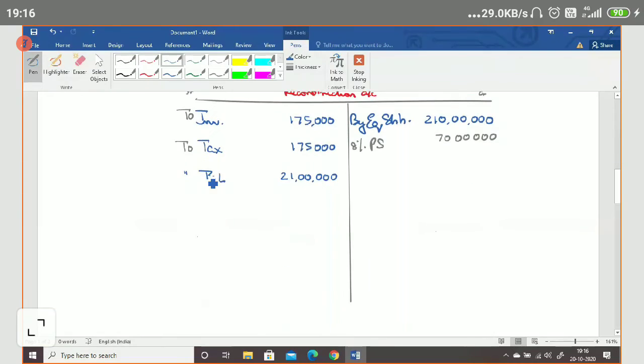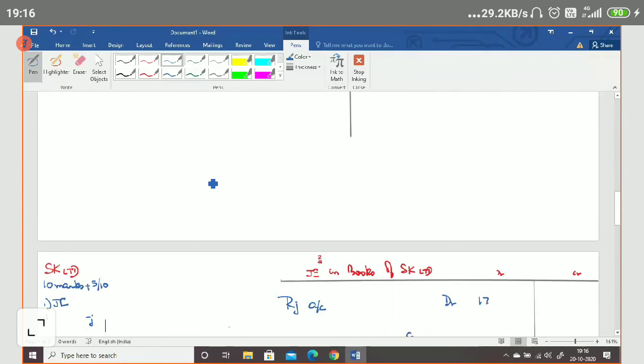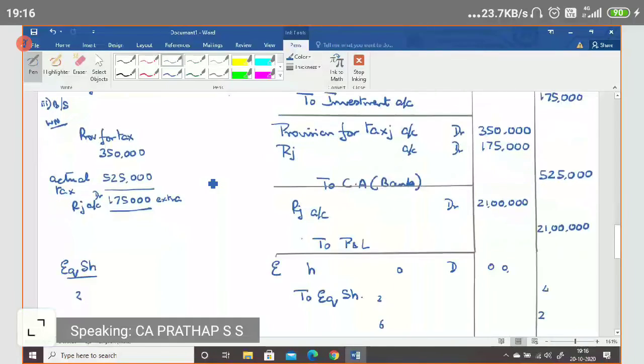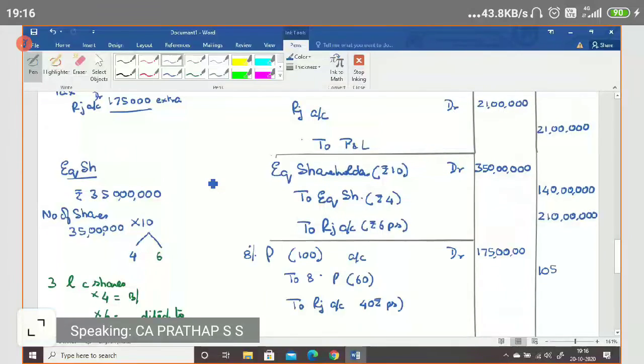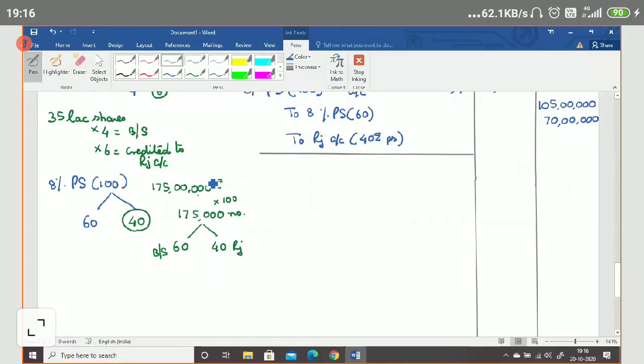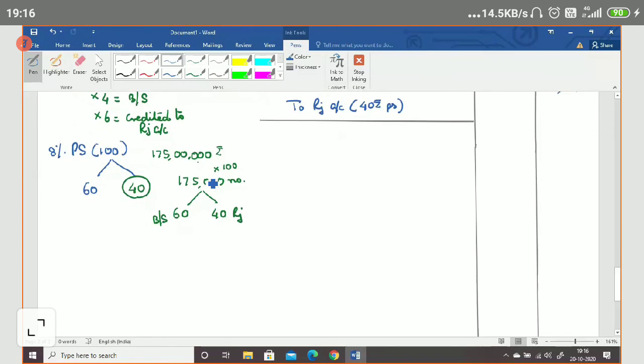Now let us go back. Always go like this: journal entry, reconstruction account, balance sheet. So we have finished the sacrifice of equity shareholders and preference shareholders. And now the other main stakeholder is the debenture holders. So what are the debentures? The rate of interest on debentures is to be increased to 9%. It was 6%. So now the debentures are going to be 9%.